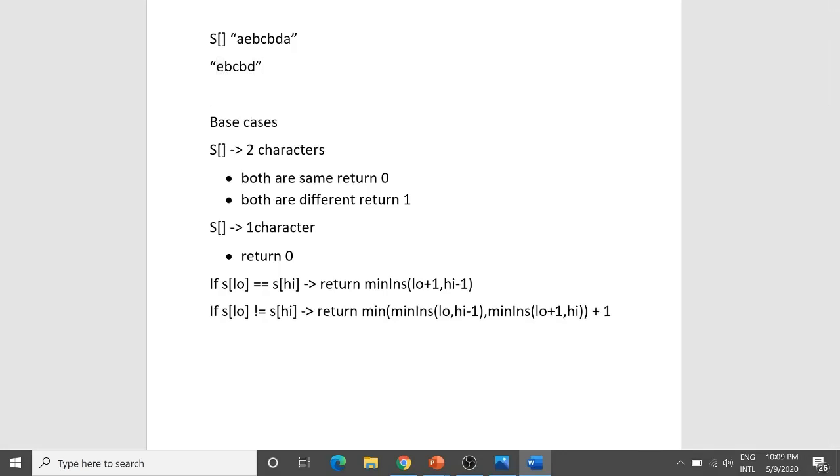We will check the minimum number of deletions to make if I delete D. So what am I left with? I am left with EBCB. And what are the minimum number of deletions to make if I delete E instead of D? What am I left with? I am left with BCBD. So we would be recursing for these two branches and then check what gives me the minimum answer.